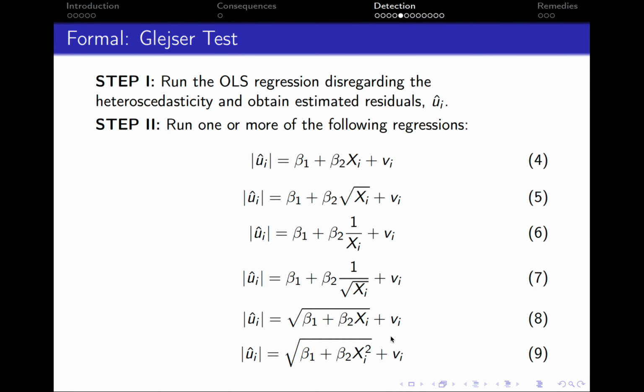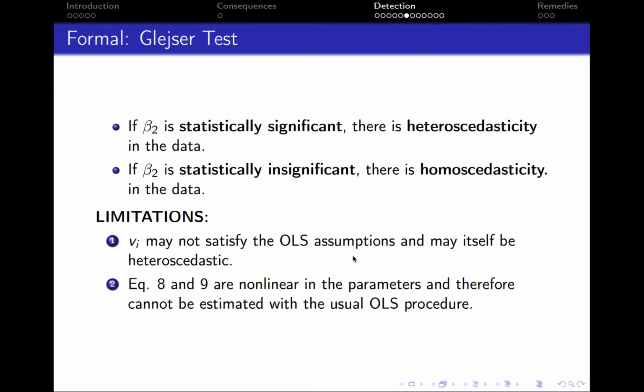So if beta 2, so the coefficient at the independent variable, is statistically significant, then we say that there is heteroscedasticity in the data. However, if beta 2 is not statistically significant, or it is statistically insignificant, we say there is homoscedasticity in the data.